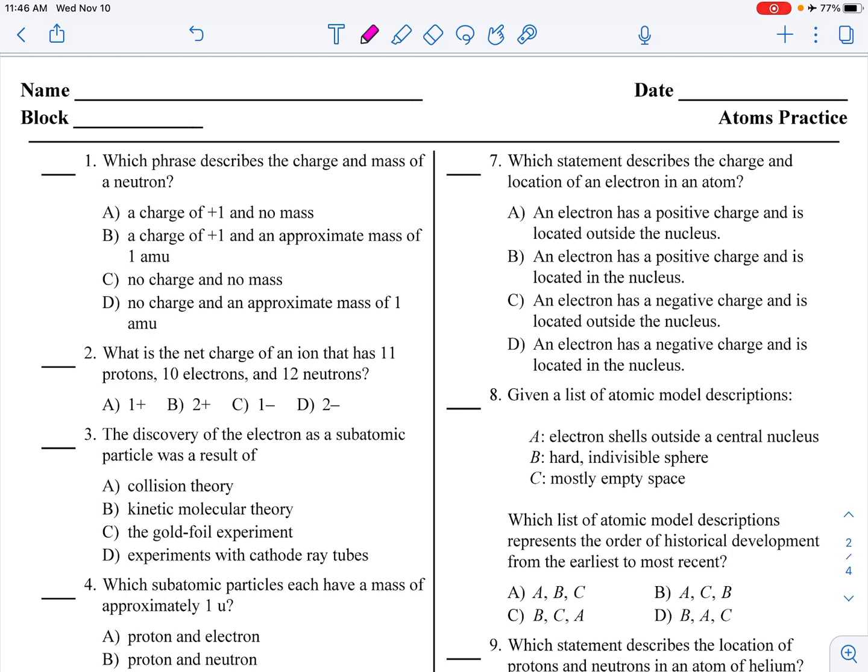Which phrase describes the charge and mass of a neutron? So on Table O, you see that the top number is a 1 and the bottom number is a 0, which means a mass of 1 and a charge of, well, none. So neutron, no charge, so get rid of that. And it has a mass of 1, so choice D.